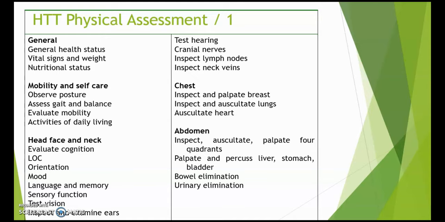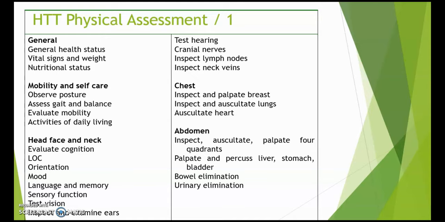Head, face, and neck. Evaluate cognition, LOC, orientation, mood, language and memory, sensory function, test vision, inspect and examine ears, test hearing, cranial nerves, inspect lymph nodes, and inspect neck veins. Now, of course, parts of this physical assessment go beyond certain basic nursing physical assessment, but I just wanted to provide an overall description of all these different areas.